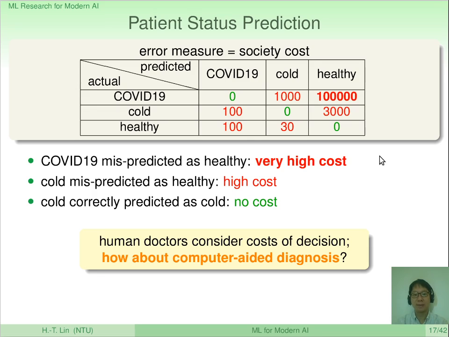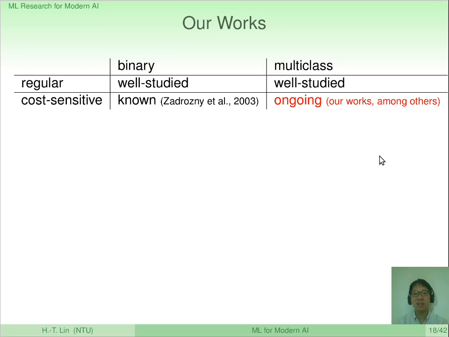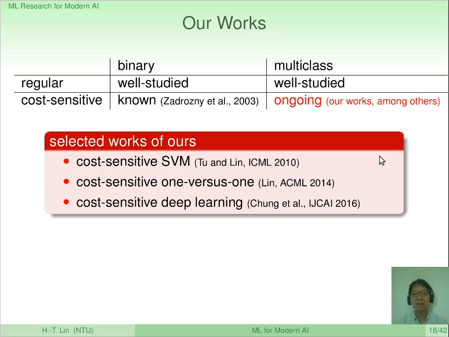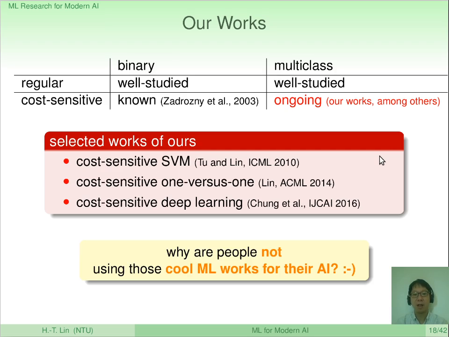So how can we do that? Well, this is the kind of problem called the multi-class cost-sensitive classification problem, which is different from the regular classification problem that you see in textbooks. Starting from nearly 10 years ago, my group designed different models for this kind of problem, ranging from support vector machines to deep learning in recent years.